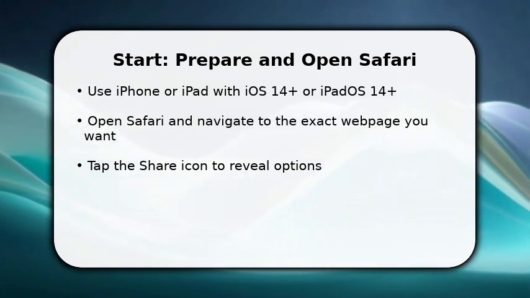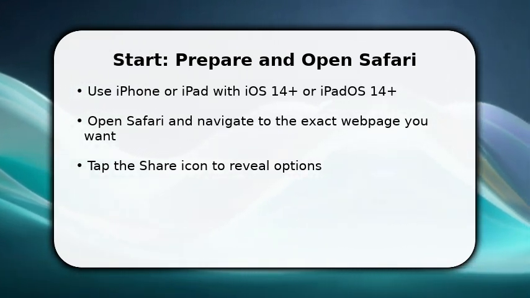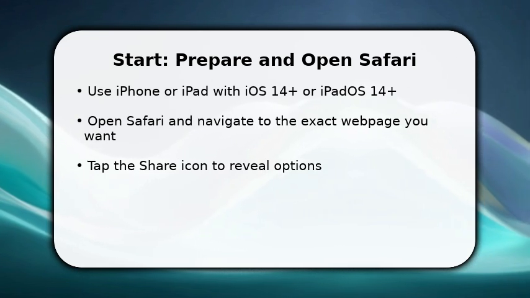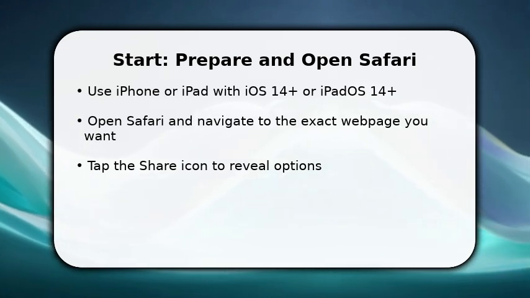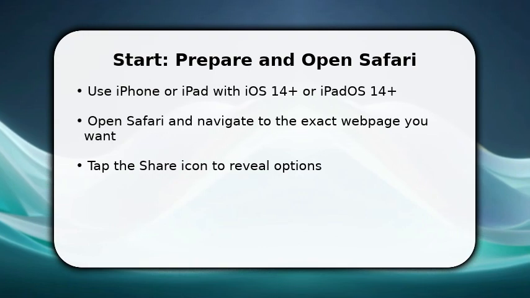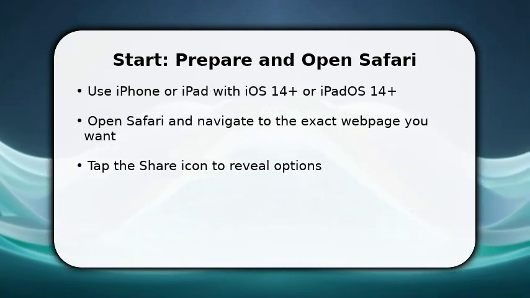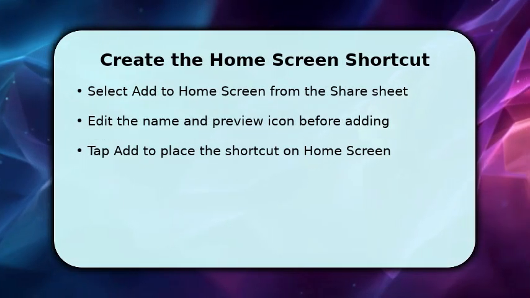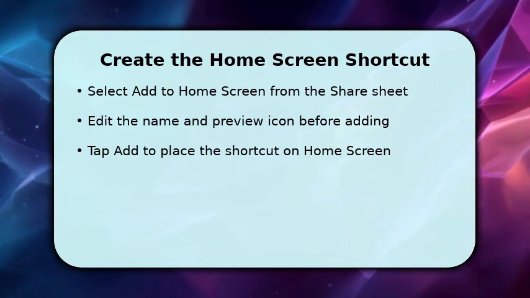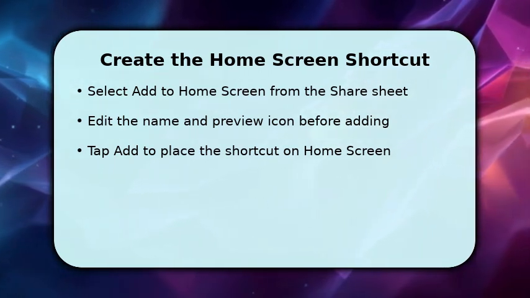Tap the share icon at the bottom or top of the screen to reveal actions. This step is essential because it exposes the Add to Home Screen option you'll use next, and it links the page metadata to the new shortcut. Now choose Add to Home Screen from the share sheet. This is the core action that converts a page into an app-like shortcut.